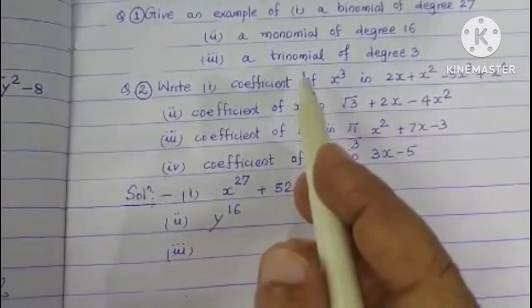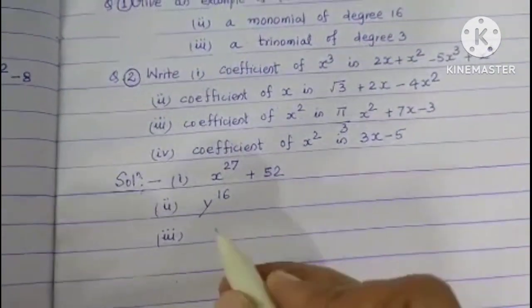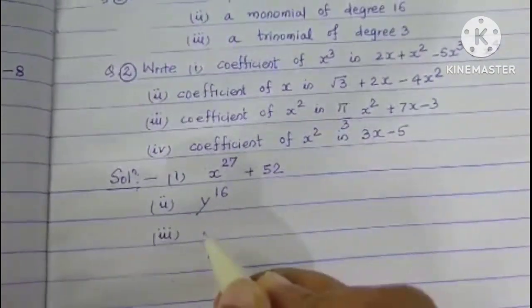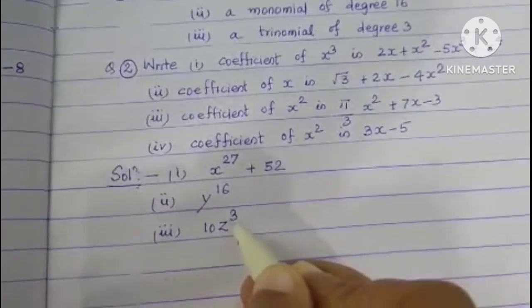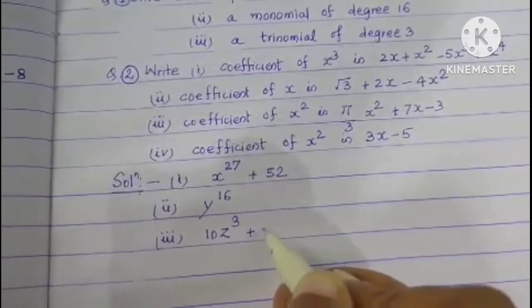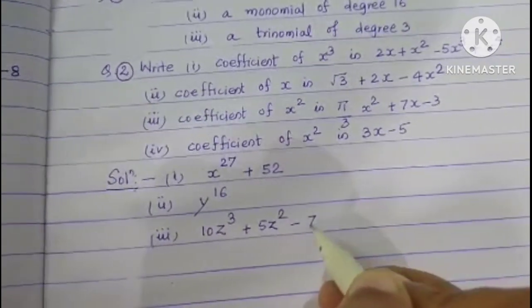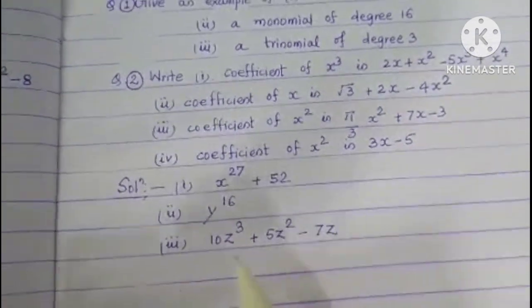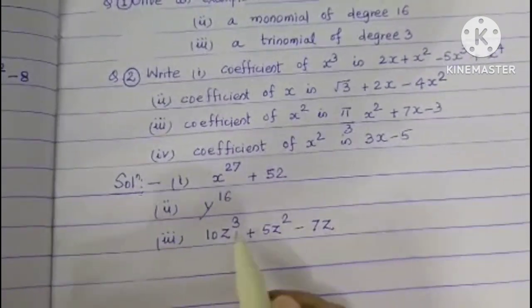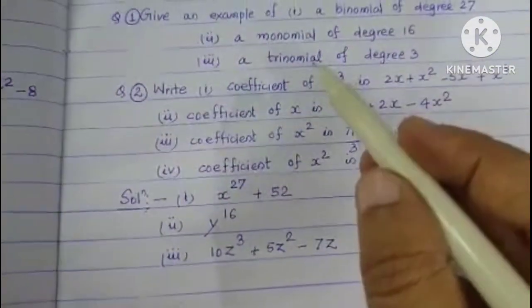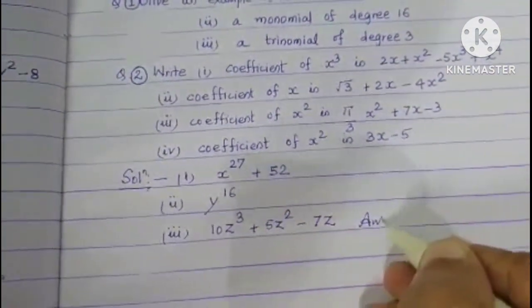Third one is trinomial. We have to write a trinomial of degree 3. So let us write in variable z, a trinomial of degree 3. So 10z cube, this will be having degree 3, plus 5z square minus 7z. So this is clearly a trinomial having 3 terms and degree 3. Okay. So this is done.